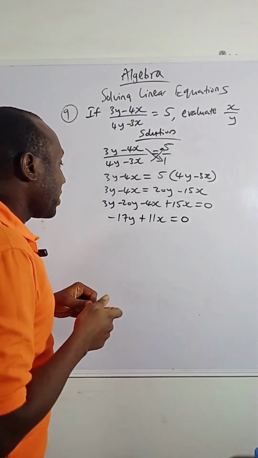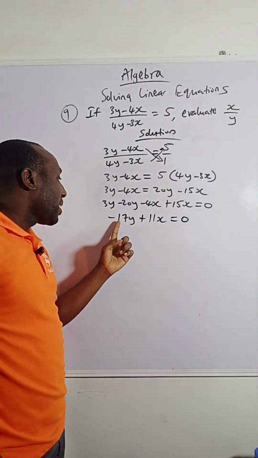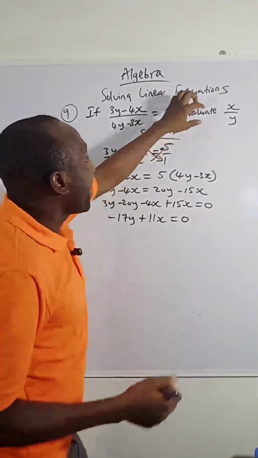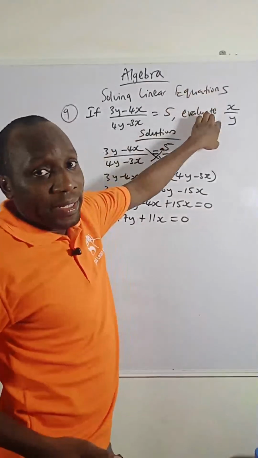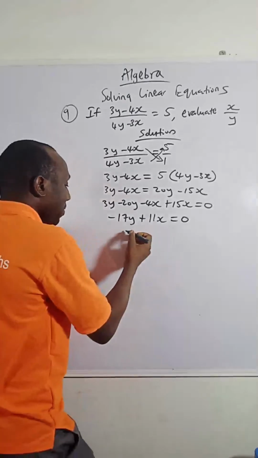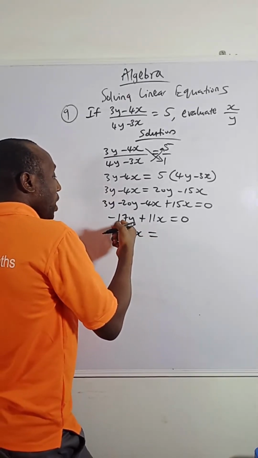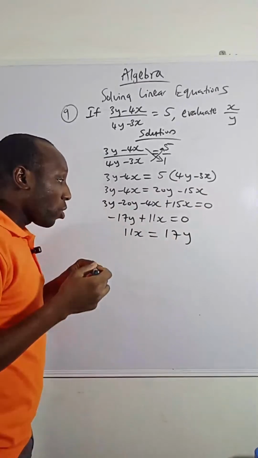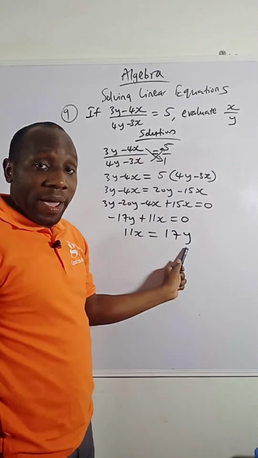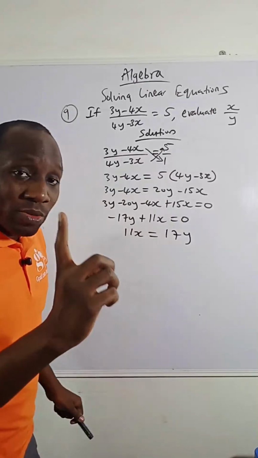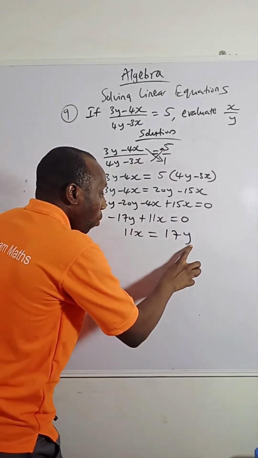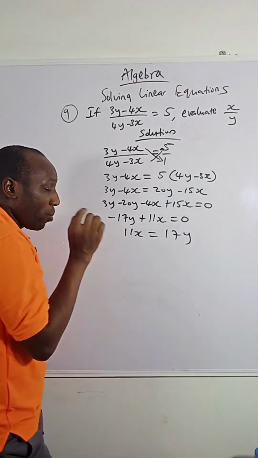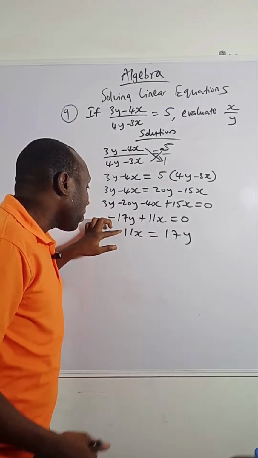So what I will do next is to move this negative 17y to the right-hand side because I'm trying to see how I can end up having x over y. That's the brain behind all of this. So 11x is equal to, if you move minus 17y to the right-hand side, you have plus 17y. Now, notice something. We have x here, we have y here. I am going to divide both sides by y, because I want y to come down here. Then I also divide both sides by 11 because I want 11 out of here.